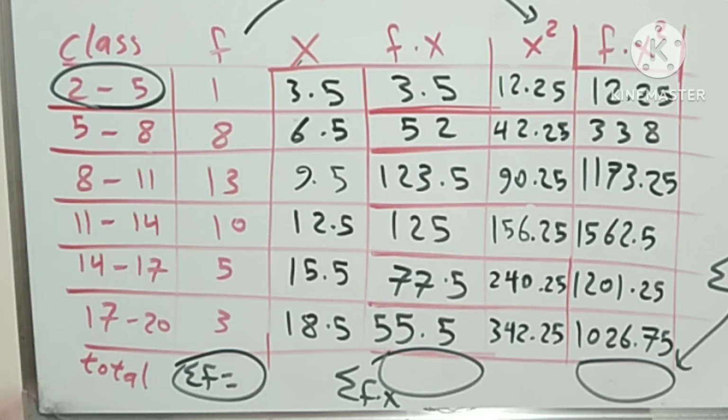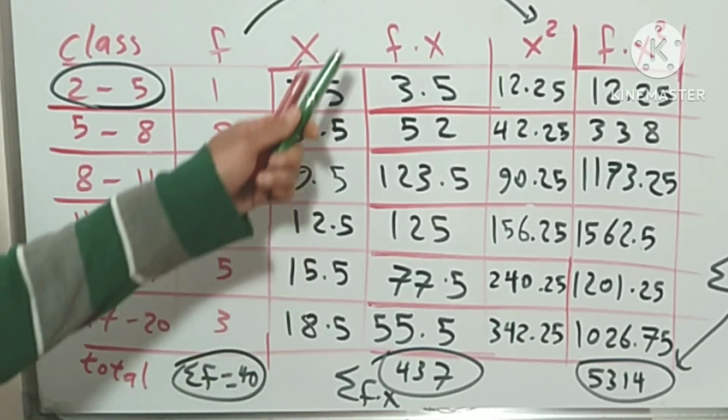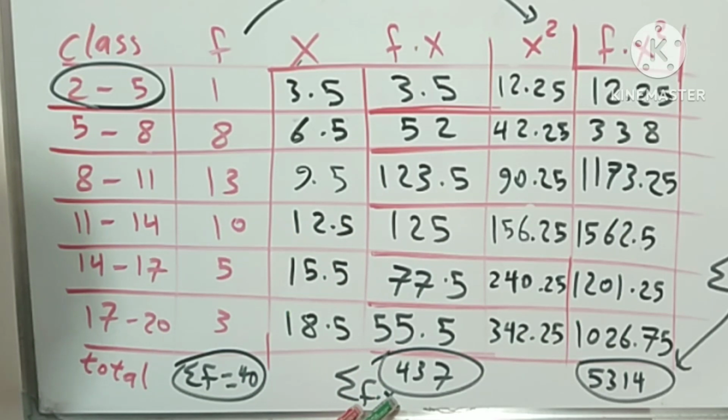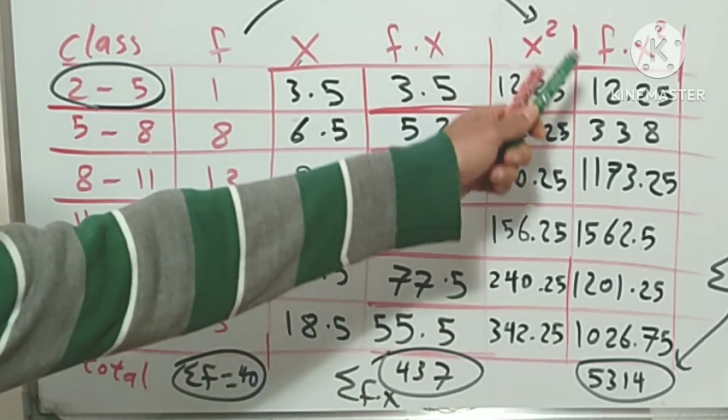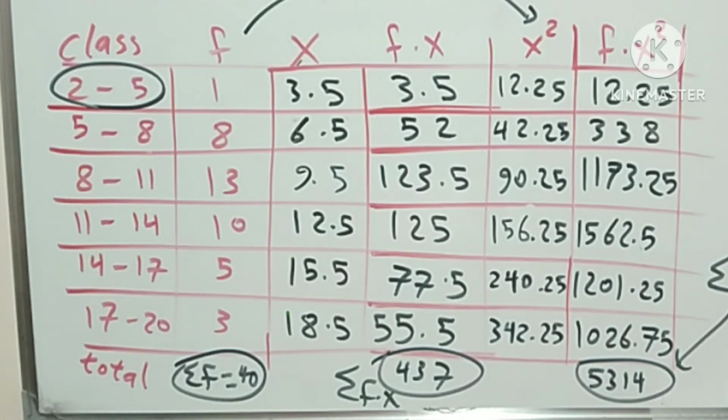If we find these summations by calculator, we can find them very easily. The summation of f is 40. The summation of fx is 437. The summation of f x squared is 5314.